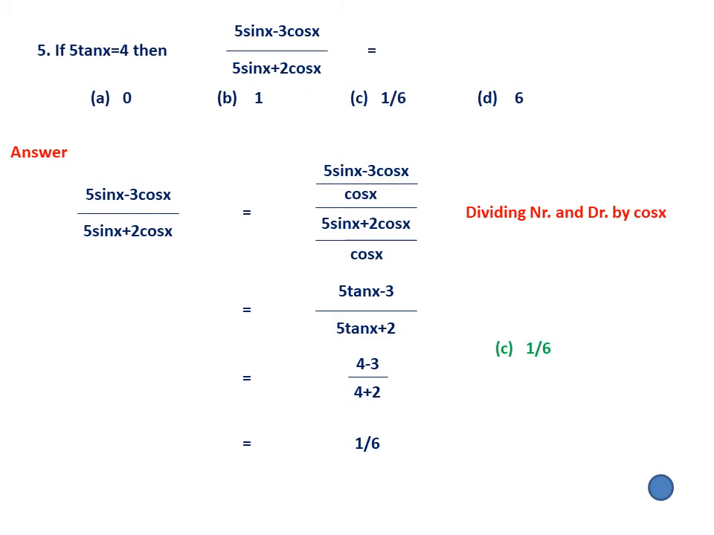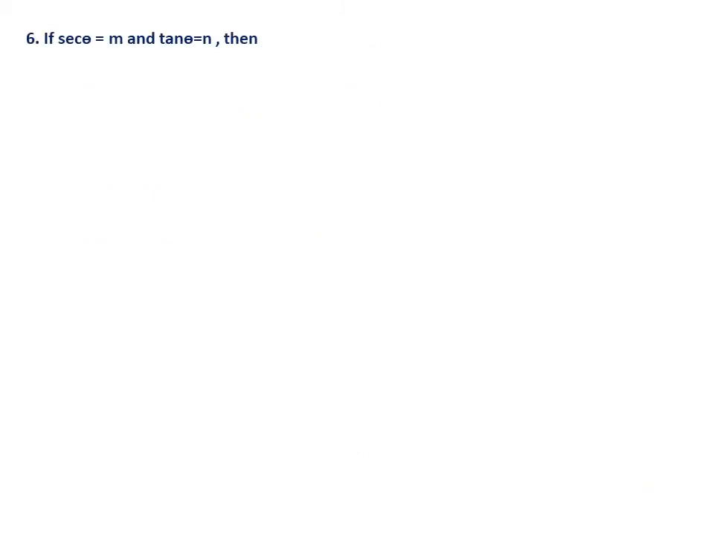Now let us go to the next one. Sixth question. If secant theta equals m and tan theta equals n, then what is the value of 1 upon m bracket m plus n, plus 1 upon m plus n, equal to how much? So this is the question. This is a very important question in terms of the concept.